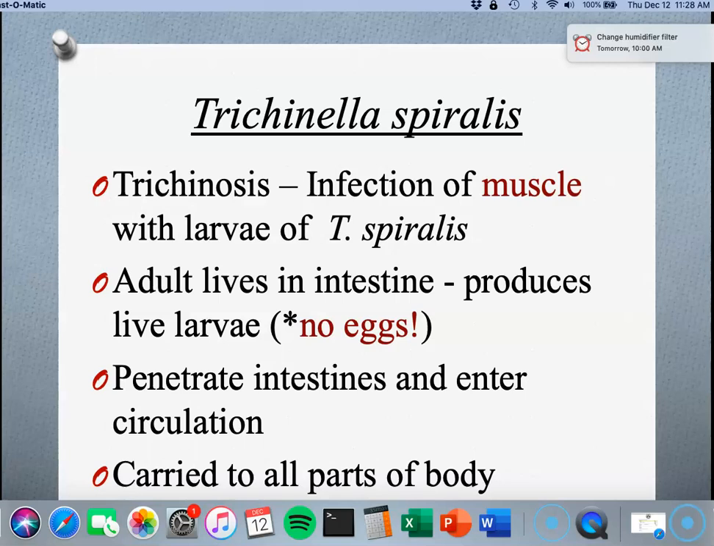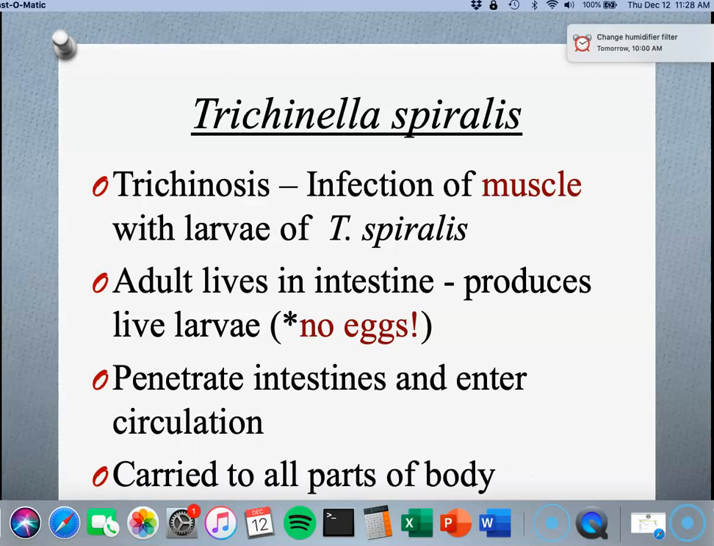For the last recording on the nematode chapter, we will talk about Trichinella spiralis. This one is unique for several reasons. First, it does not have a common name. It's only known by its scientific name, by its genus and species. Secondly, there is no egg in this life cycle. There are only adults and larvae.